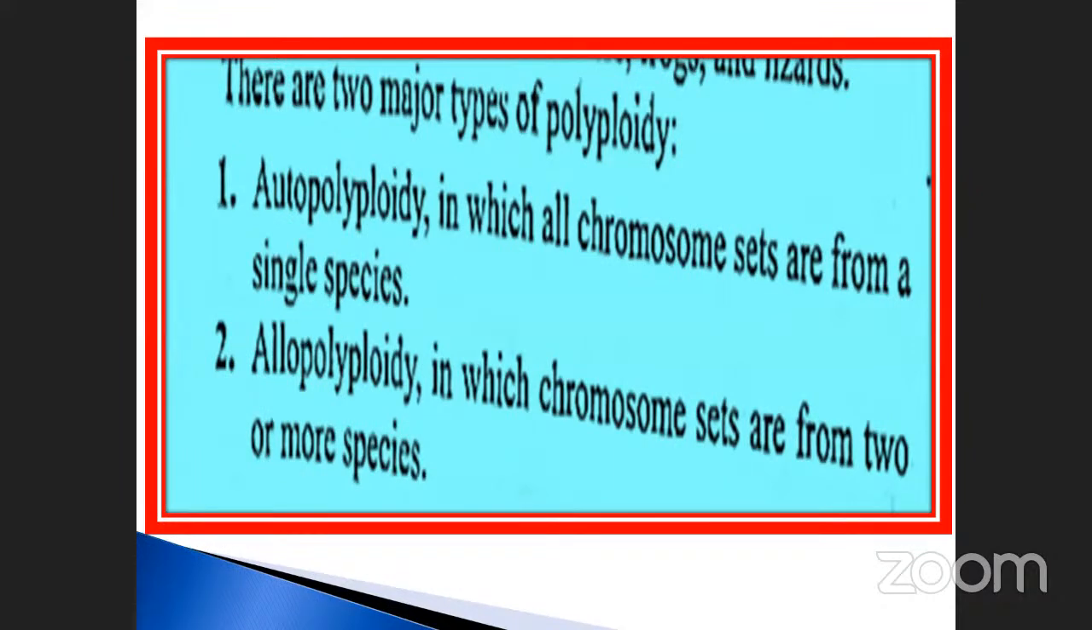Allopolyploidy. What is the meaning of allopolyploidy? Take an example in this category: tomato and potato. Both come under the heading of which family, my dear students? Potato as well as tomato, both come under the family. I'm asking, anybody else?